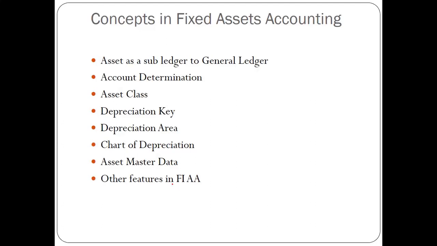Then we shall discuss account determination, and see what it means in the SAP context. There is an asset term known as asset class, so we shall see how it is related to asset accounting. Similarly, depreciation key, depreciation areas, chart of depreciation. These are the specific terms that SAP uses in the context of asset accounting. And then we will see how asset master data can be created and some other features which are delivered in asset accounting.